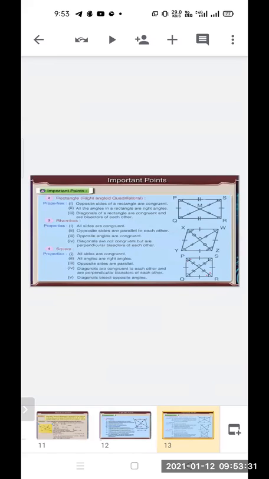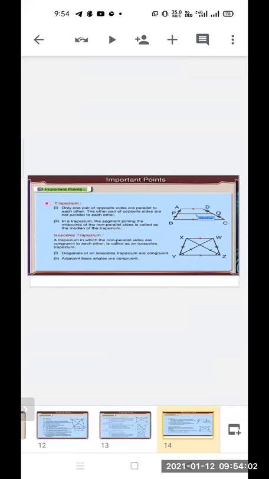After that, we have learned the square. In a square, all sides are congruent and all angles are right angles. Opposite sides are parallel. Also, diagonals are congruent and they are perpendicular bisectors of each other. Diagonals bisect each other. We have also learned that rectangle, rhombus, and square are forms of parallelogram.